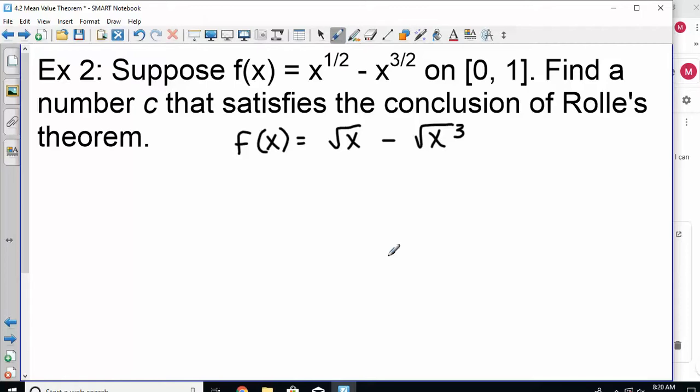So it's continuous. So you don't have to provide me a lot of justification, but you do have to recognize that. So the first condition, f of x is continuous on the interval 0 to 1.